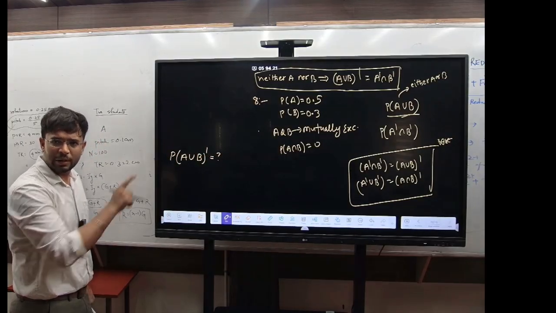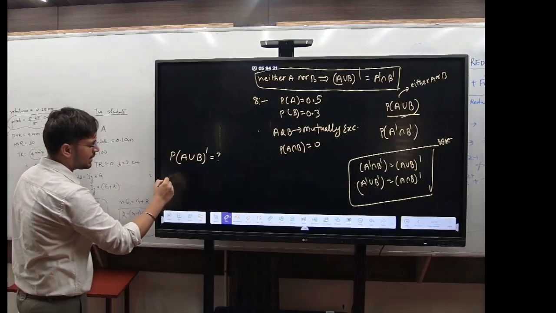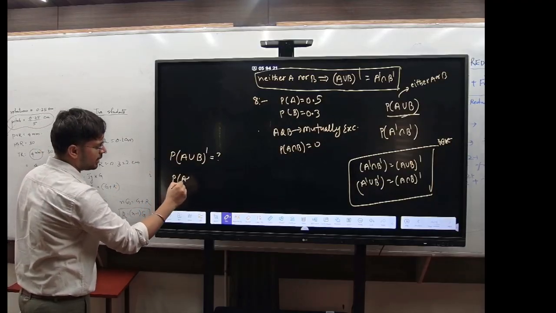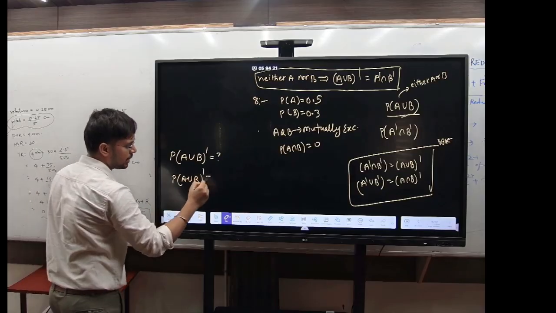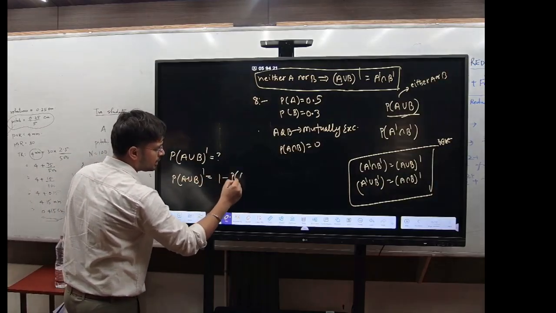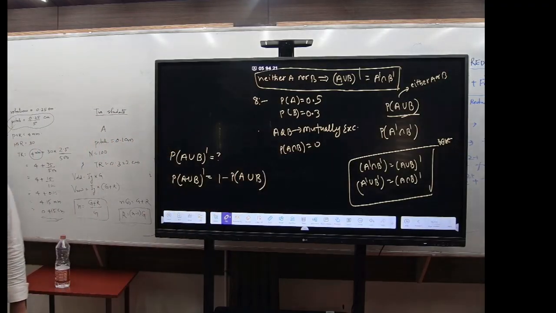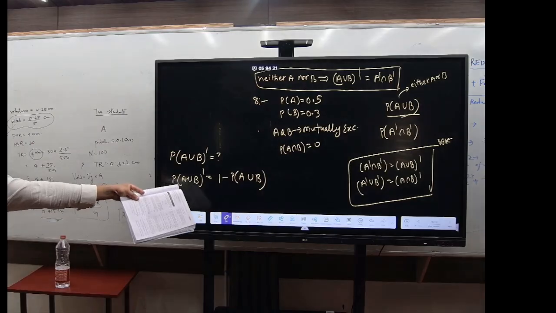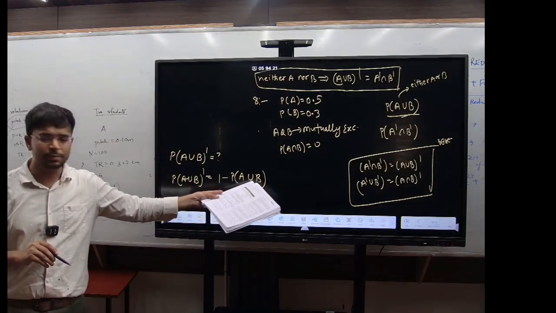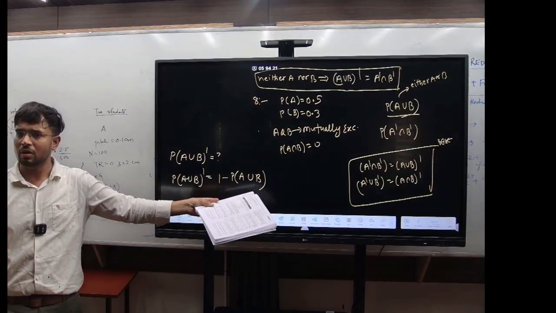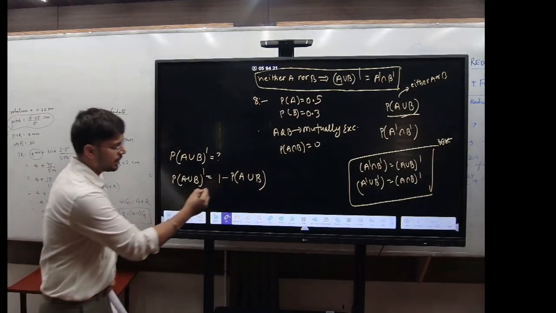Yes or no? Whenever the dash is given, I can find the probability of neither A nor B will occur, which is nothing but 1 minus the probability of either A or B will occur. Probability of neither A nor B will occur is equal to what? 1 minus probability of either A or B will occur. It means I have to find the value of this.